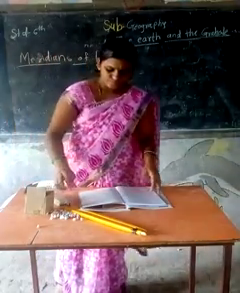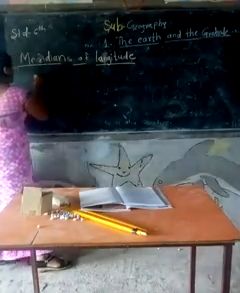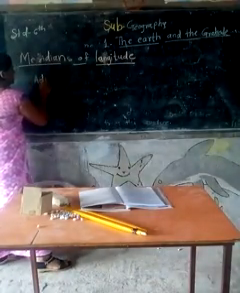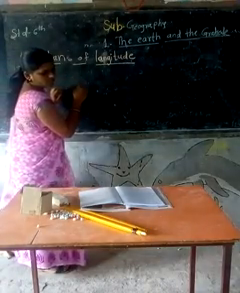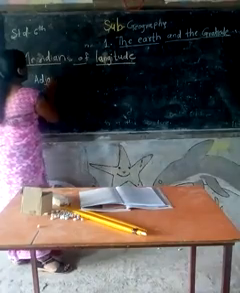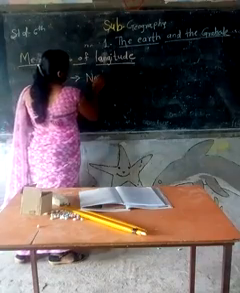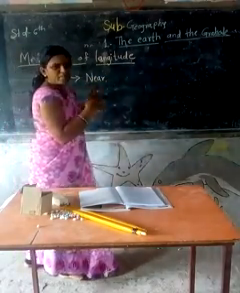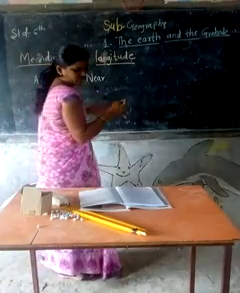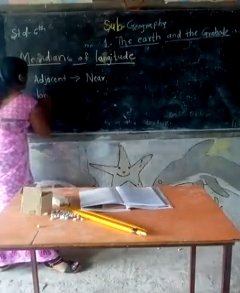Next word, adjacent. Do you know adjacent? Adjacent means near, continuously near, continuously neighboring. Then longitude.